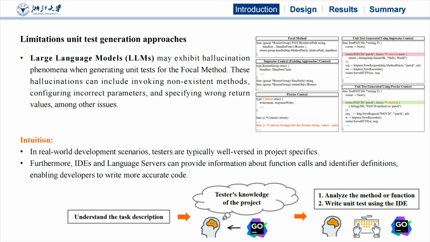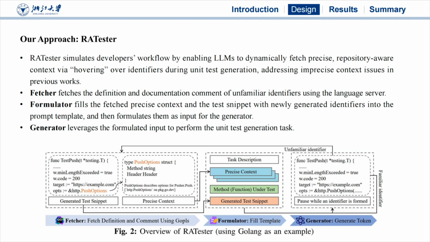Furthermore, IDEs and language servers can provide information about function calls and identifier definitions, enabling developers to write more accurate code. Therefore, we proposed RATester. It simulates developers' workflow by enabling LLMs to dynamically fetch precise, repository-aware context via hovering over identifiers during unit test generation, addressing imprecise context issues in previous works.